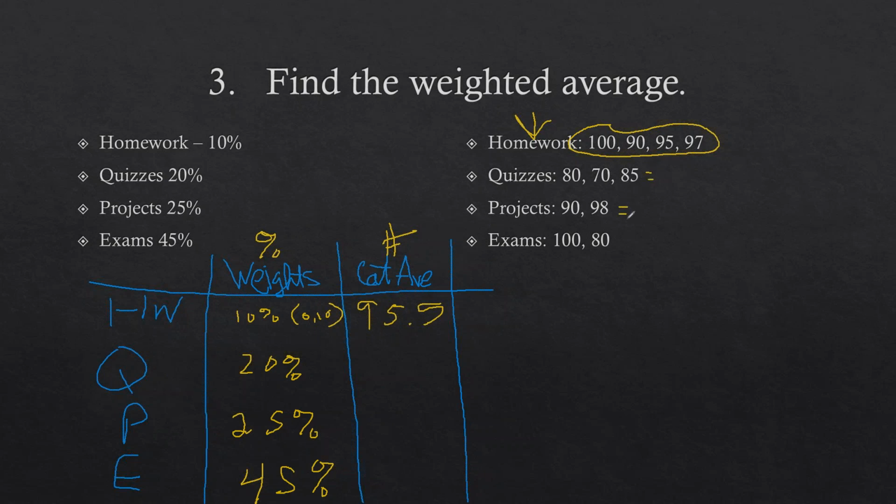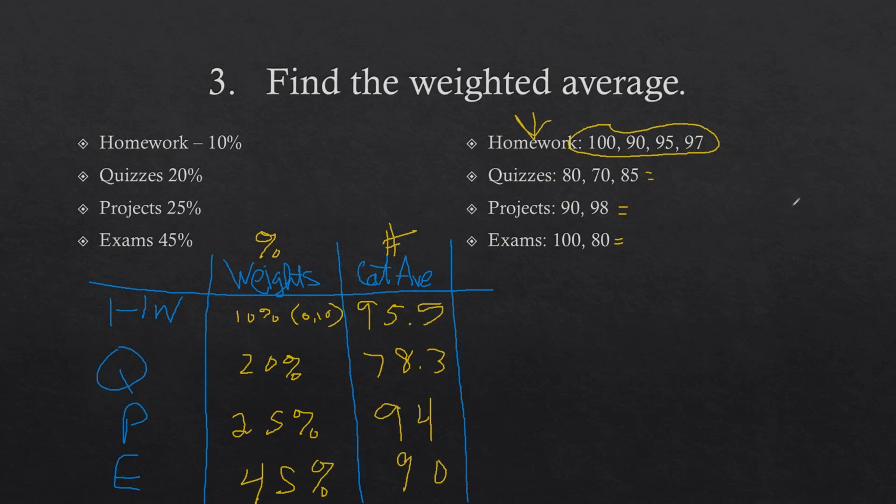We need category averages for the quizzes, projects, and exams. For quizzes, I got 78.3. Great. Projects? 94. And exams? 90. Good. Right.